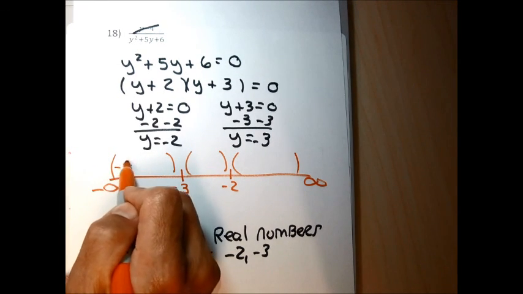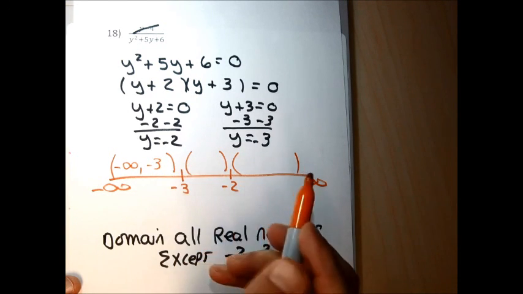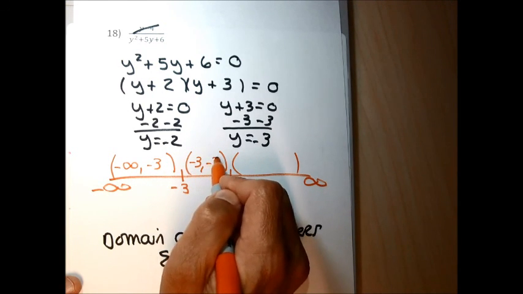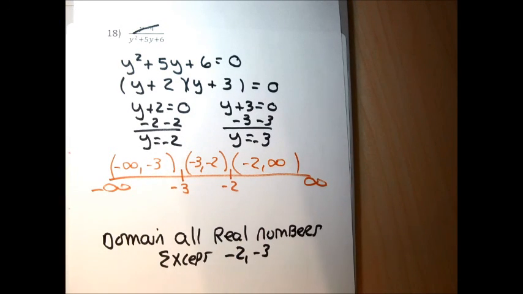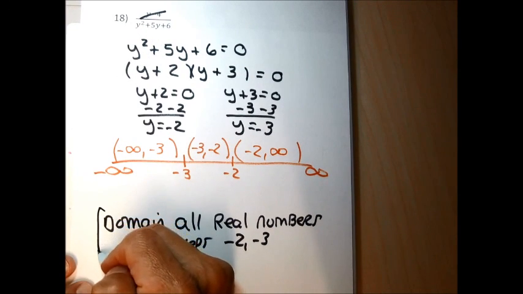The first interval is going to be negative infinity to -3. The second interval from -3 to -2. The last interval from -2 to infinity. And for domains of fractions, it's always only round brackets. So that's the first part of my answer.